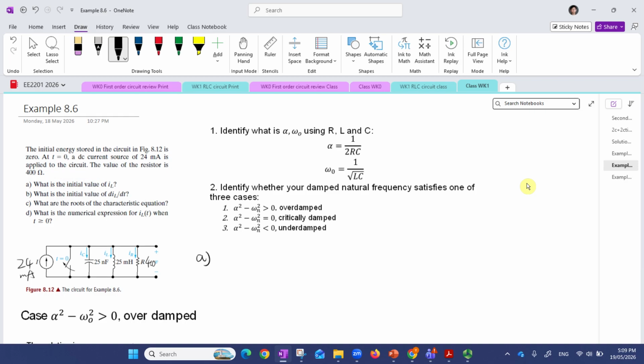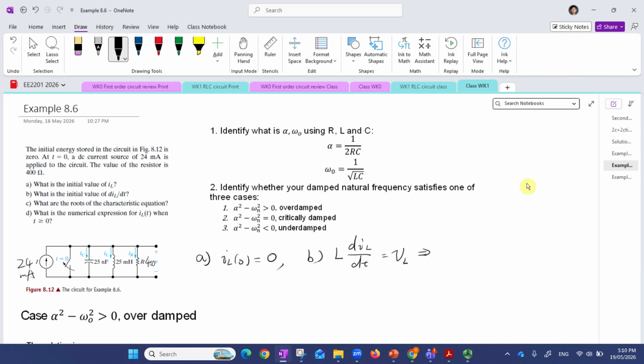Okay, so what is the initial current of iL? The initial current iL(0) equals 0 because there's no energy. For part B, what is diL/dt? We have this equation: diL/dt multiplied by L equals vL. That's the equation for the inductor.